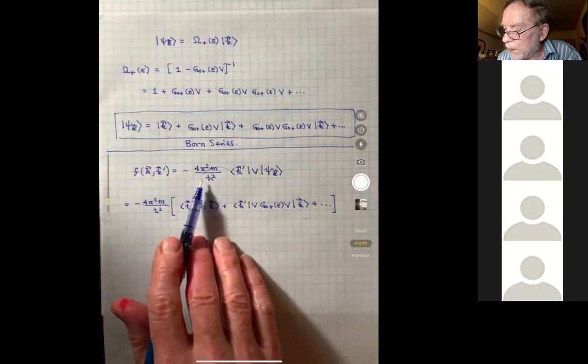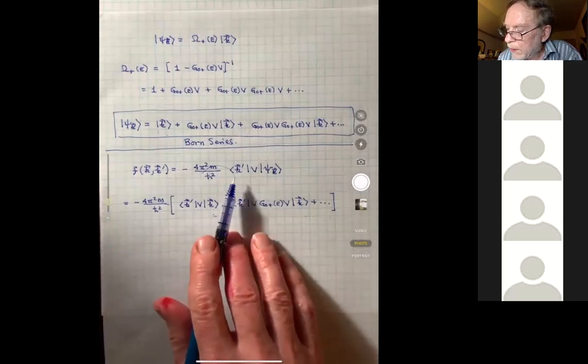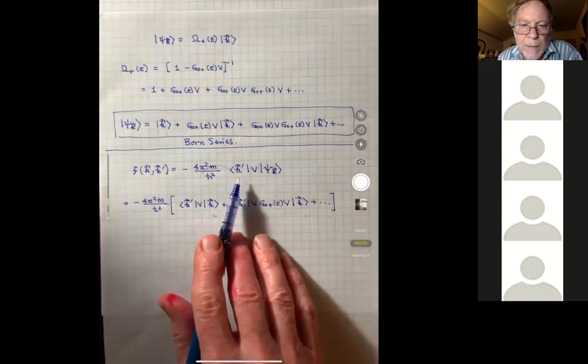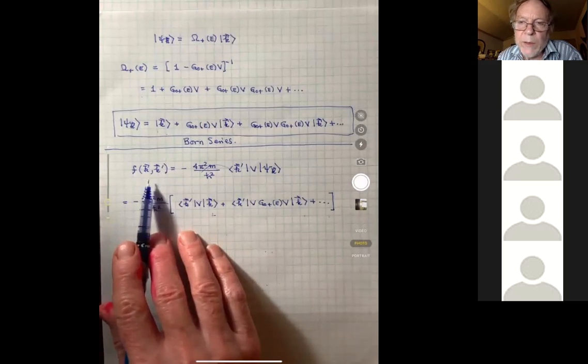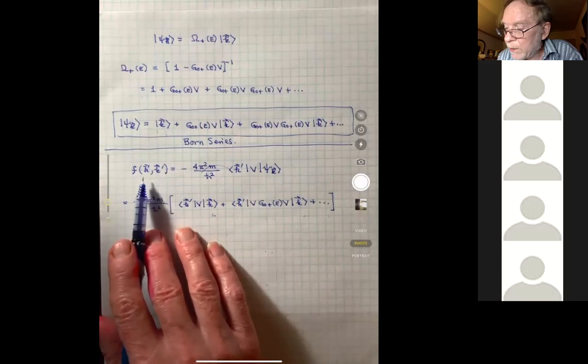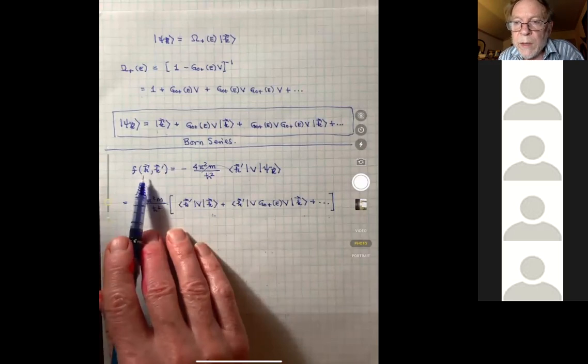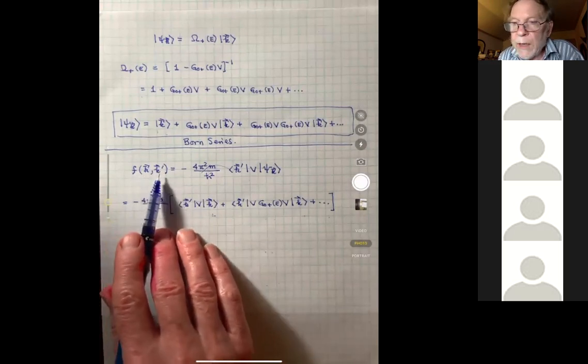It's some constants, minus 4π² m over ħ², multiplied times the matrix element of the potential taken on one side. Well, I need to explain what k' here is. Back when we were doing central force scattering, the scattering amplitude f was indicated as a function of θ and φ. It's a function of angles because it tells you the angular dependence of the scattered wave. But here I'm writing it in terms of these two vectors, k and k'. The k vector is the wave vector of the incident wave, and the k' is the direction of the observer, indicated by another k vector of the same magnitude.